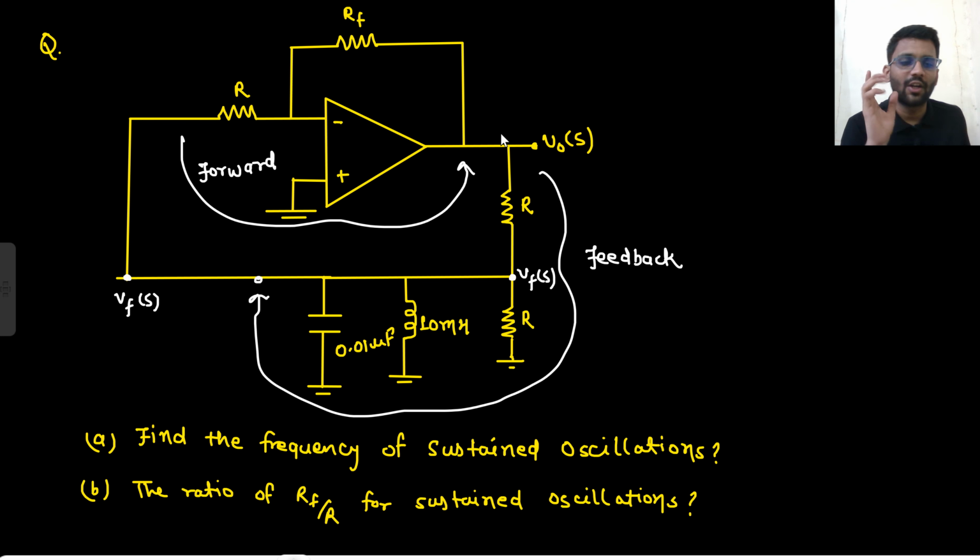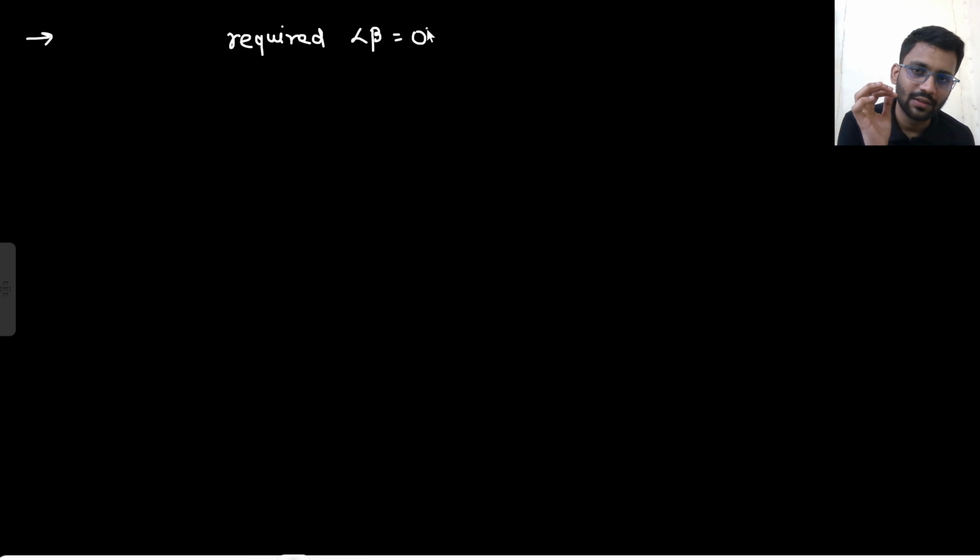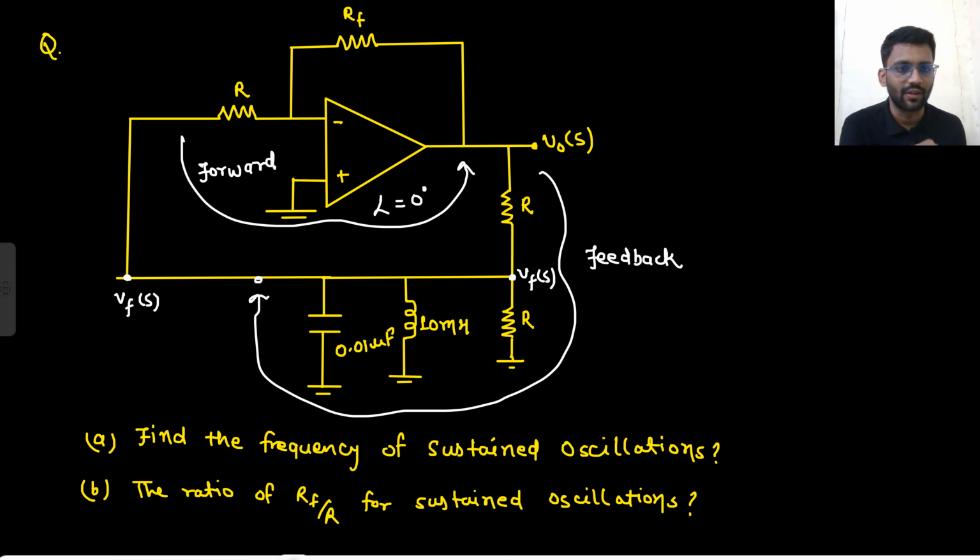Now in the forward path, how much phase shift are you getting? 0 degree phase shift. Angle is 0 degree. So in the feedback path, what do you need? Required solution we are doing. So what is required? Required is that your phase shift should be 0 degree. This is what you need. Without deriving the expression, can you tell me when the phase shift will be 0 degree?